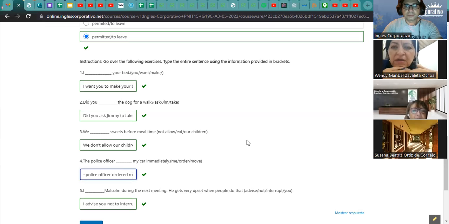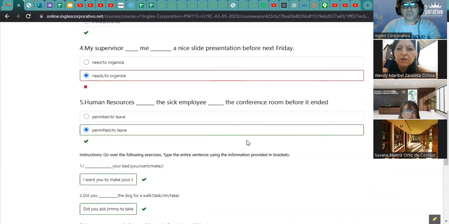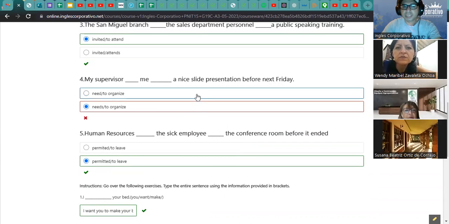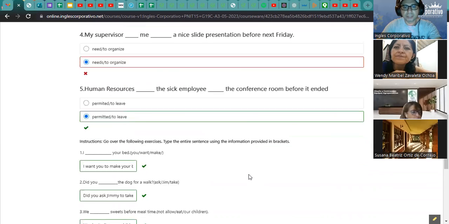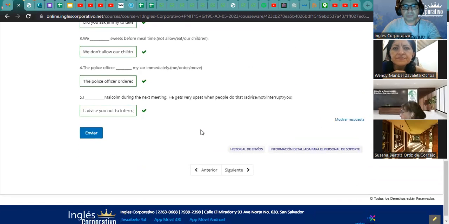And how can you identify that you need to put a verb in simple past? Depending on the context of the sentence. Okay. I ordered my car immediately. The only one that is not correct is this one. It doesn't matter which one you take, it's always going to be incorrect. So I reported that already and we just need to wait.